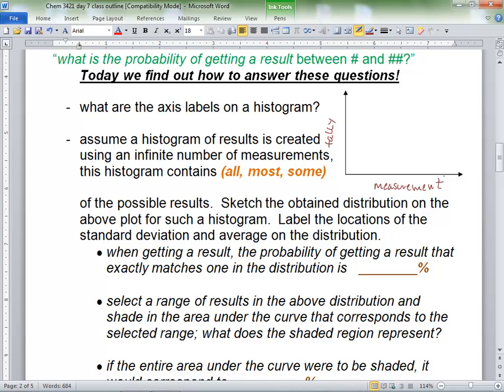Most? All? Has to be all, right? You did it forever. That contains all the possible results. Sketch the obtained distribution on the above plot for such a histogram. And label the locations of the standard deviation and average.